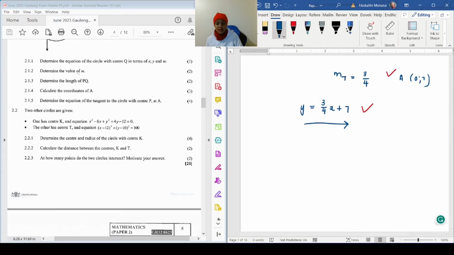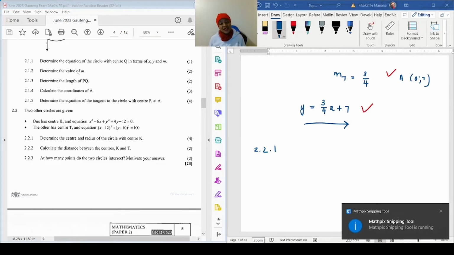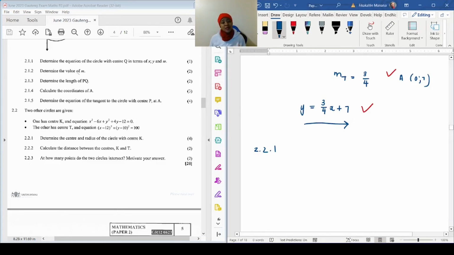Okay, so now 2.2, two other circles are given. One has center K and equation blah blah blah. The other has center T and equation blah blah blah. So now 2.2.1, determine the center and radius of the circle with center K. When it comes to circles, guys, you need to make sure that you know how to complete the square. It is important. Okay, so if you've managed to slide through the cracks over this time, please, this is the time where you really need to make sure you know how to complete the square.